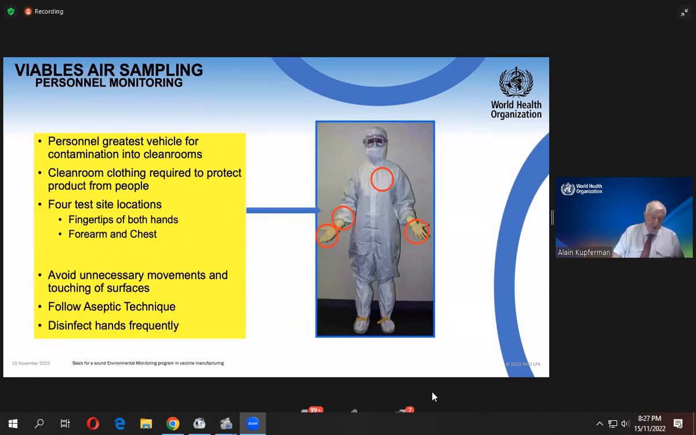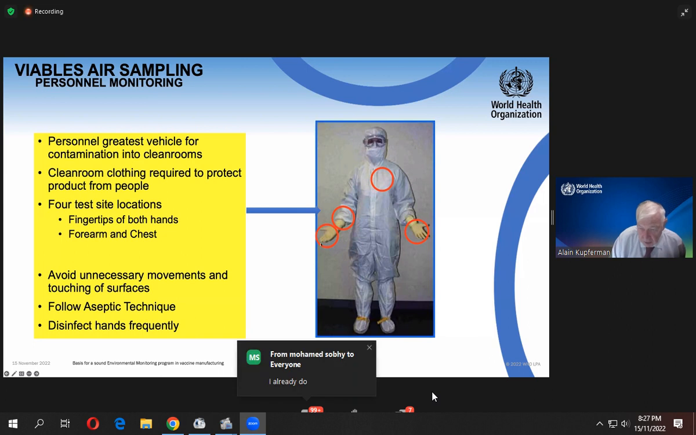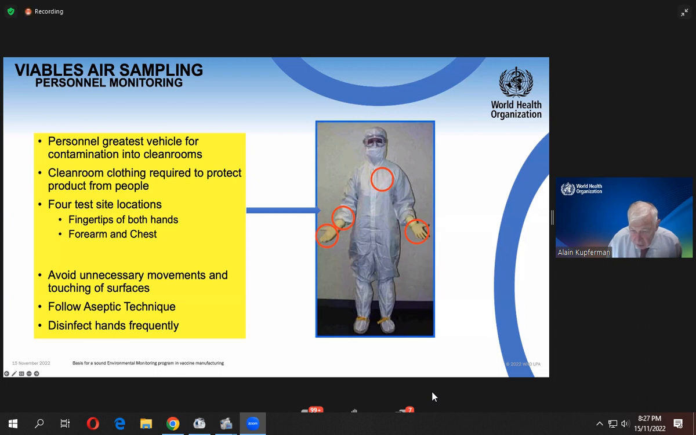As I said, the personnel is the greatest vehicle for contamination to clean rooms. So clean room clothing is required to protect. And then you will test the people when they come out of the sterile area. You will test them in different locations. And in fact, when they are trained to put on the gown, and such a gown is not easy to put on, you will take more points. Of course, the people have to be properly gowned, but they also have to have proper behavior in the sterile area.